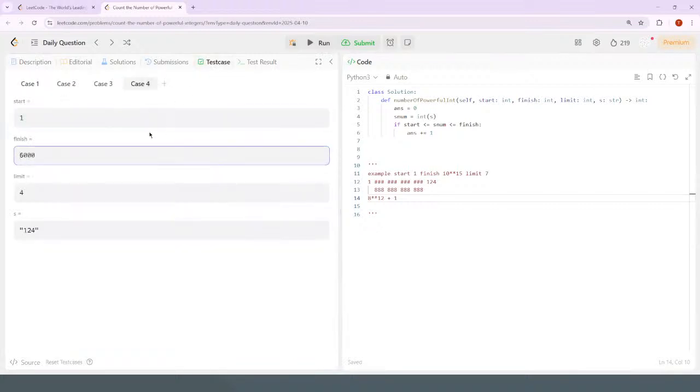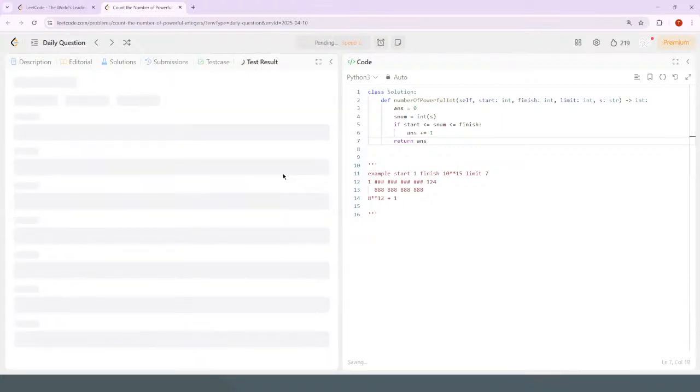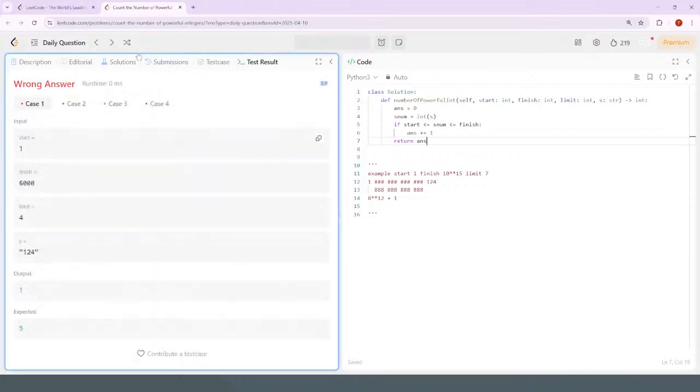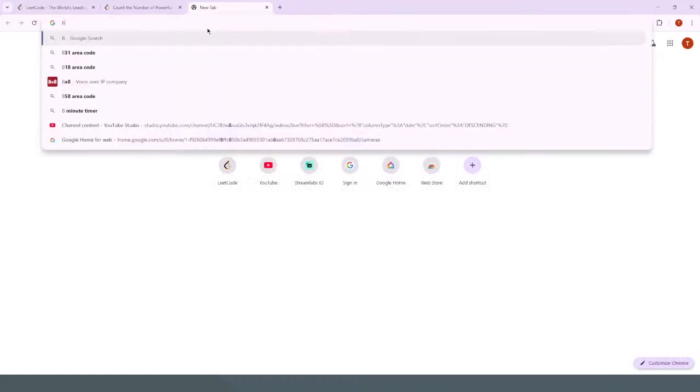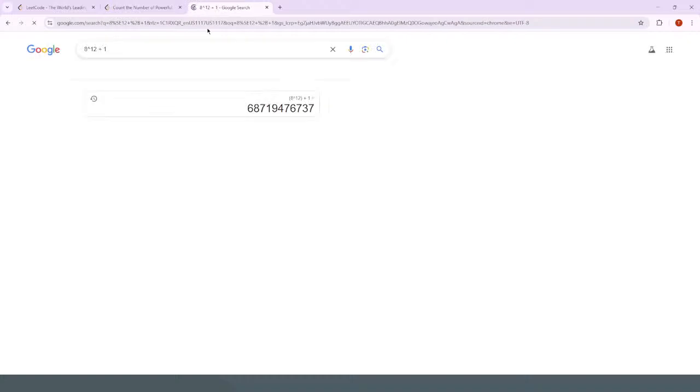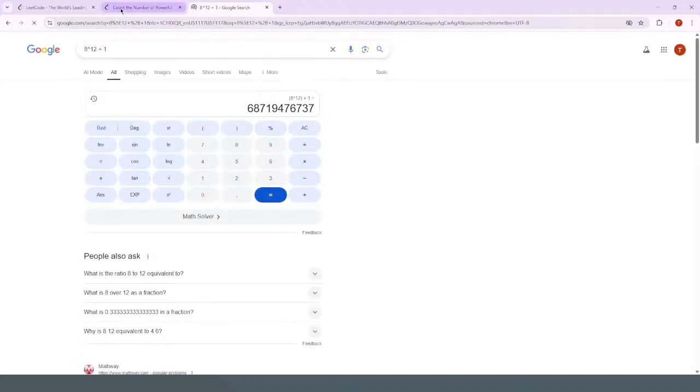So start is 1, finish is the biggest there is, so it's 1 and then 15 zeros. Let's say the limit's 7. Alright, and let's see what the correct answer is here. Okay. 8 to the power of 12 plus 1 is 687.